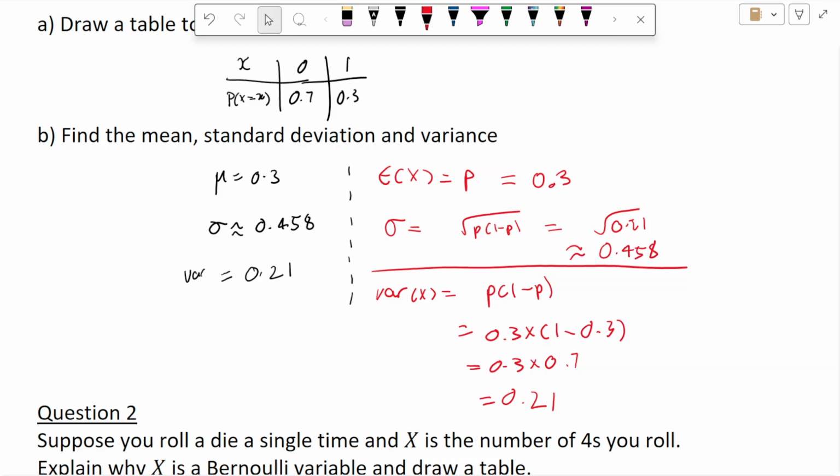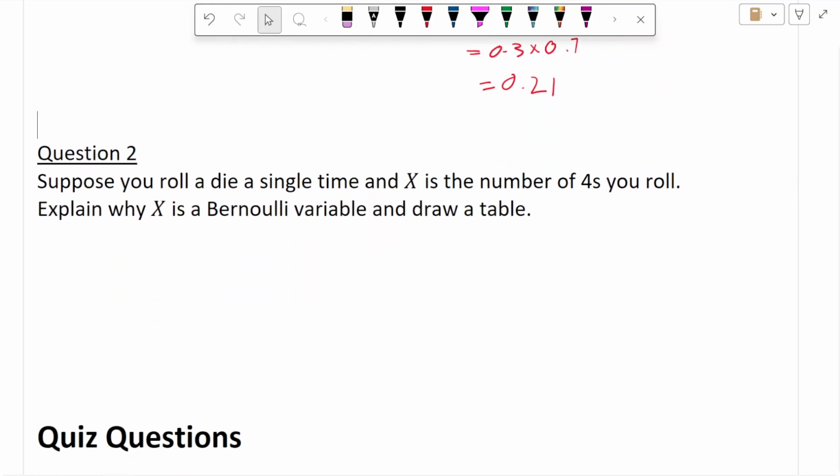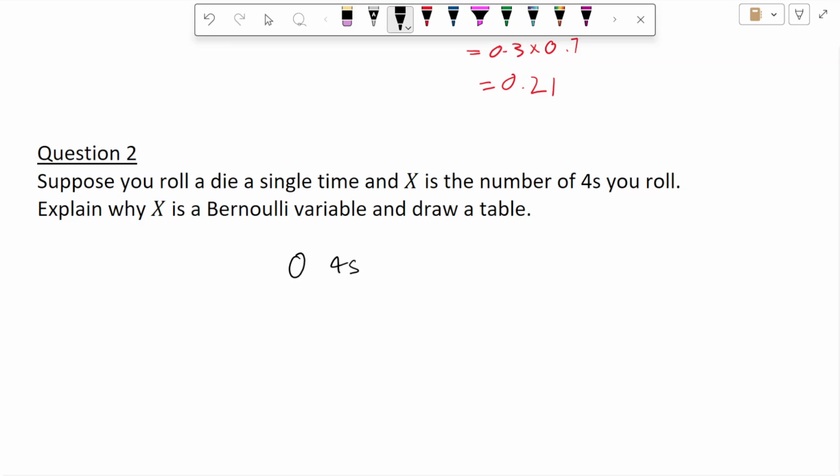Okay, now what the heck is a Bernoulli variable? Here's an example. So you roll a single dice and you count the number of 4s. So there are only 2 outcomes, so we can get 0 4s or 1 4. Those are the only 2 outcomes. So the probability of this happening is 5 out of 6, because this would be if you roll a 1, 2, 3, 5, or 6. And then the probability of this outcome is 1 out of 6, because the only way to do this is to roll a single 4.